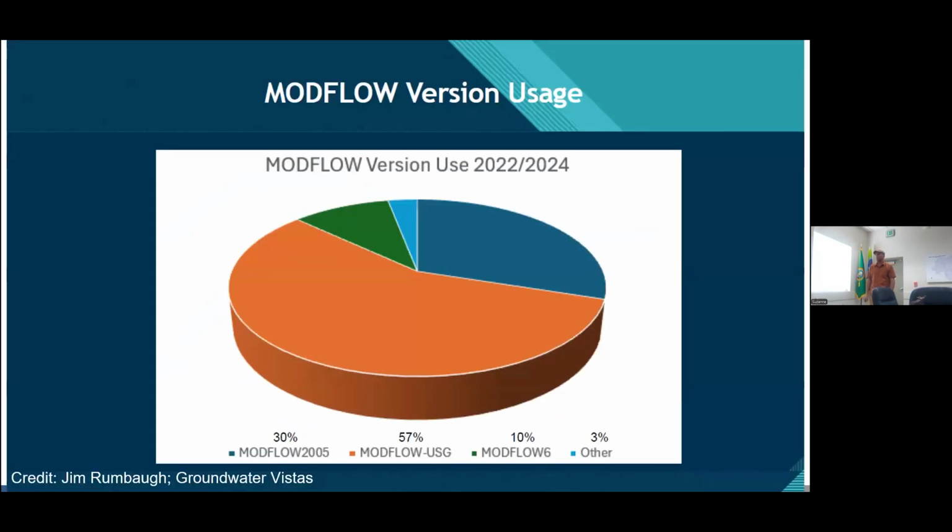Again, just to run the point home, this is from Groundwater Vistas, Jim Rumbaugh. So don't take this data as gospel, but it is a pretty good indication of what's going on, like who's using what. Again, most people are using ModFlow USG. Some people are adopting the new ModFlow 6, and some people are using 2005. As you notice, 3% are using it. So nobody's really using ModFlow 2000, which is what the USGS model was done in.